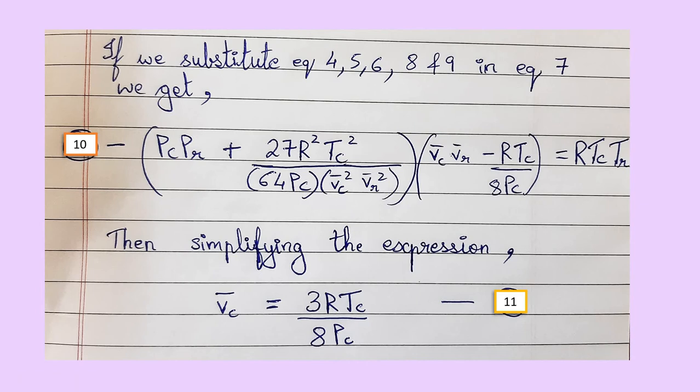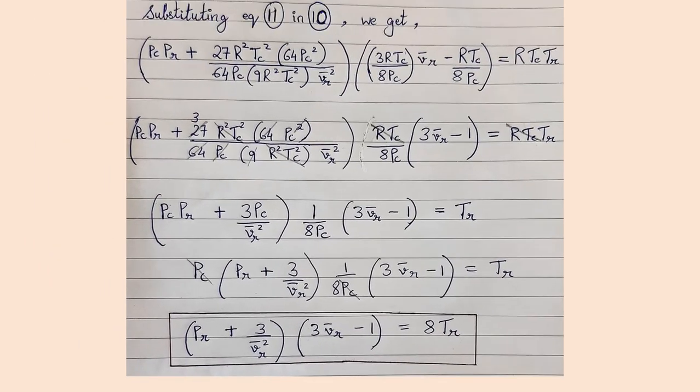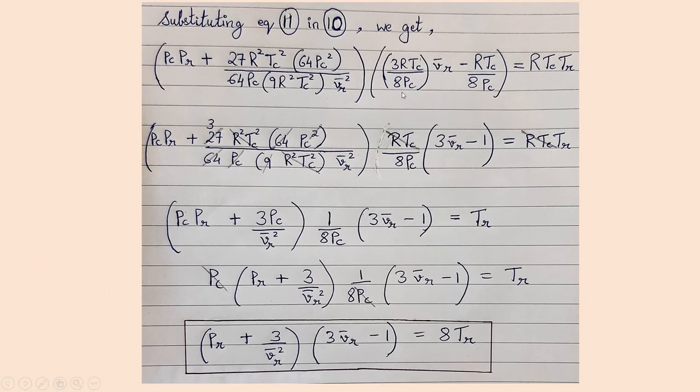Then, in order to simplify the expression, let us use the critical molar volume, which is equal to 3 times RTC upon 8PC, which I labeled as equation 11, because I am now going to substitute 11 in equation 10. Substituting equation 11 in equation 10, we get the following: PC into PR plus 27 R square TC square upon 64 into PC.